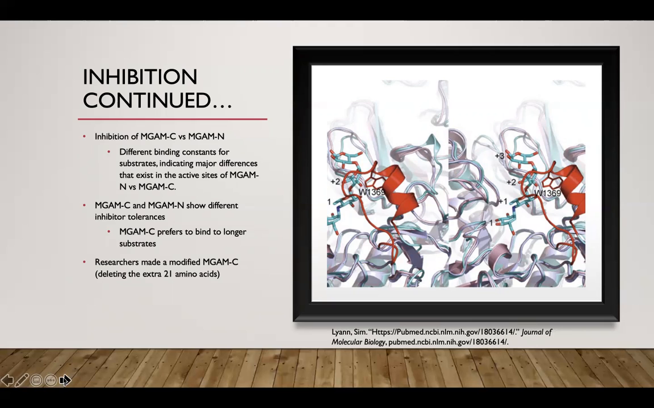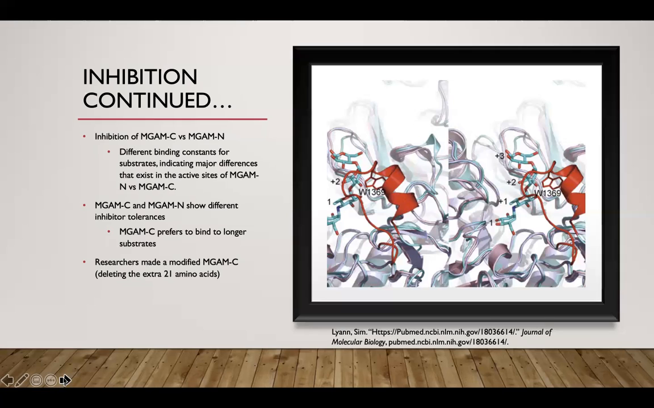The researchers then generated a version of the MGMC subunit and deleted the extra 21 residues. By doing so, they were able to determine that removing those residues also removed the positive 2 and positive 3 subsites, in turn altering the specificity of the enzyme, giving it similar substrate specificities to the MGMN subunit. The researchers concluded that the additional subsites in MGMC account for the preference for longer substrates.